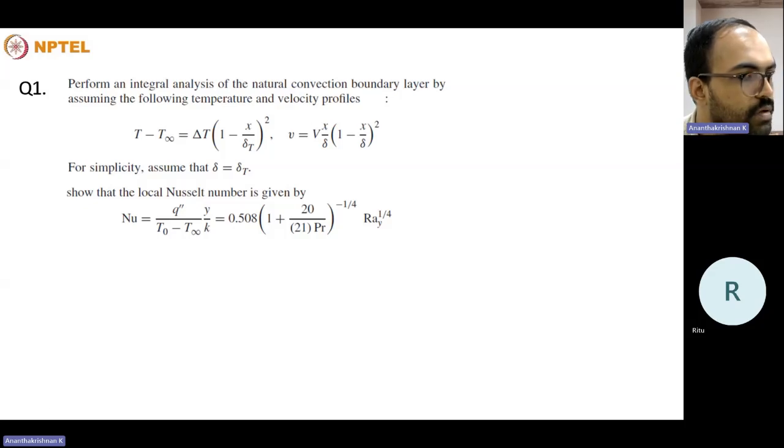So in this week, we will see a few problems based on external natural convection, a few theoretical and derivation based problems, and numerical problems based on external natural convection. So without wasting much time, we can move into the problem straight away. Look into the problem and try to solve it. I'll also try to solve it within a couple of minutes.